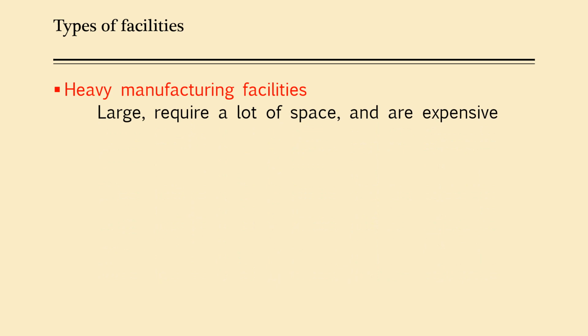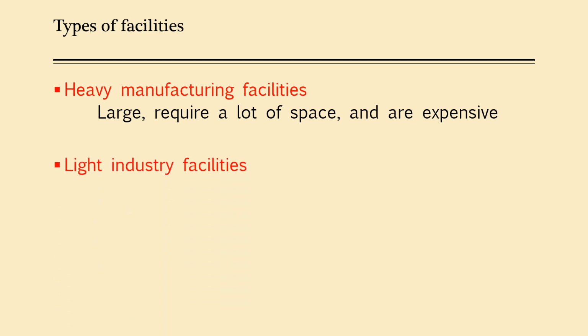Let's look at the types of facilities. There are three types of facilities. First one is heavy manufacturing facilities. You know that shipbuilding, mining, aerospace building, these manufacturing facilities need larger equipment and require a lot of space. And they are quite capital expensive and capital intensive facilities.